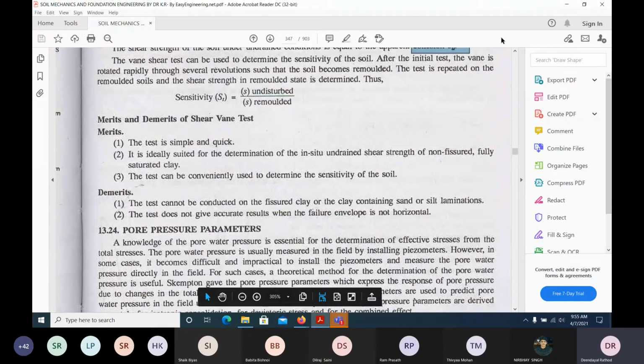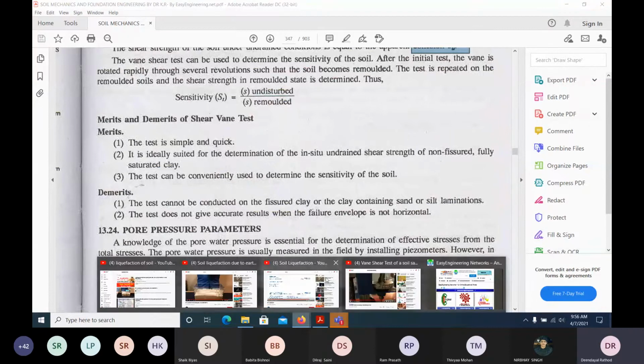So we use it for clay soil, that you should remember, and we apply the torque. How to find it, the equation is given. We find the resisting torque all along the side, the top, and the bottom, and likewise we can find the torque. That's what is given here.